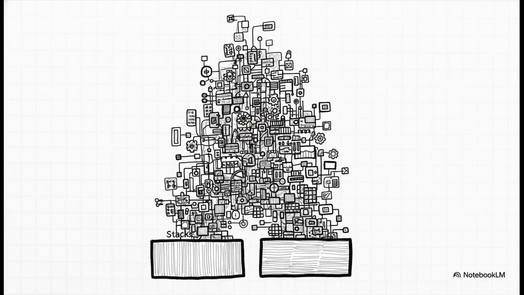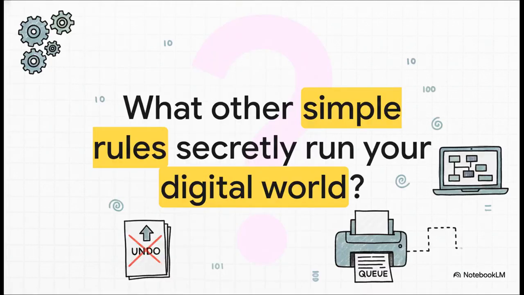Just think about it. Choosing whether to deal with the newest thing first or the oldest thing first, that one simple choice has massive consequences. From how your computer manages its own memory to how messages get sent across the entire internet, these simple rules for creating order are what allow for incredible complexity to be built right on top of them. So the next time you hit undo or send a job to your printer, you'll know the hidden logic that's making it all happen. And it kind of makes you wonder, doesn't it? What other elegant, simple rules are out there, quietly and invisibly shaping our complex digital lives?